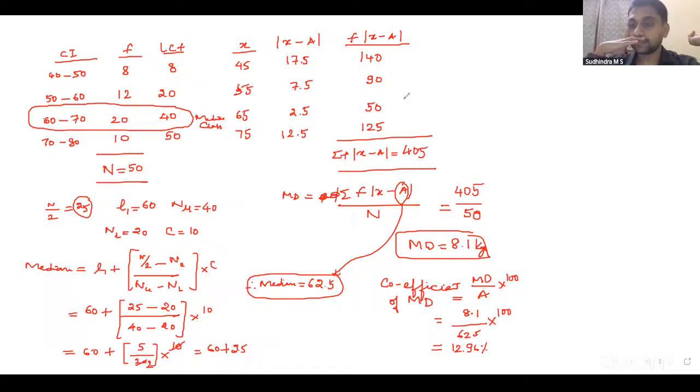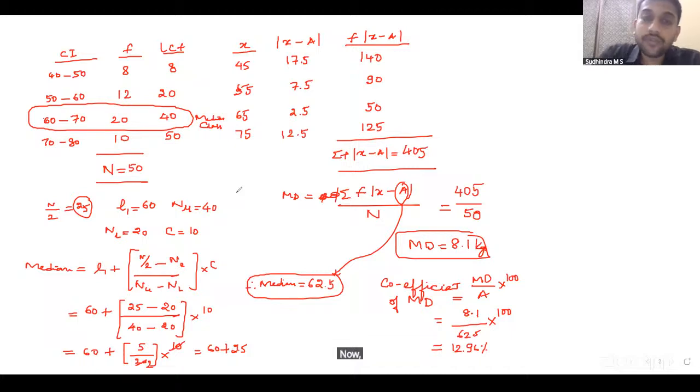Done? Very good. Excellent. Am I audible properly? Okay, fine then. So this is question number 7. That's how we calculate mean deviation in case of continuous data.